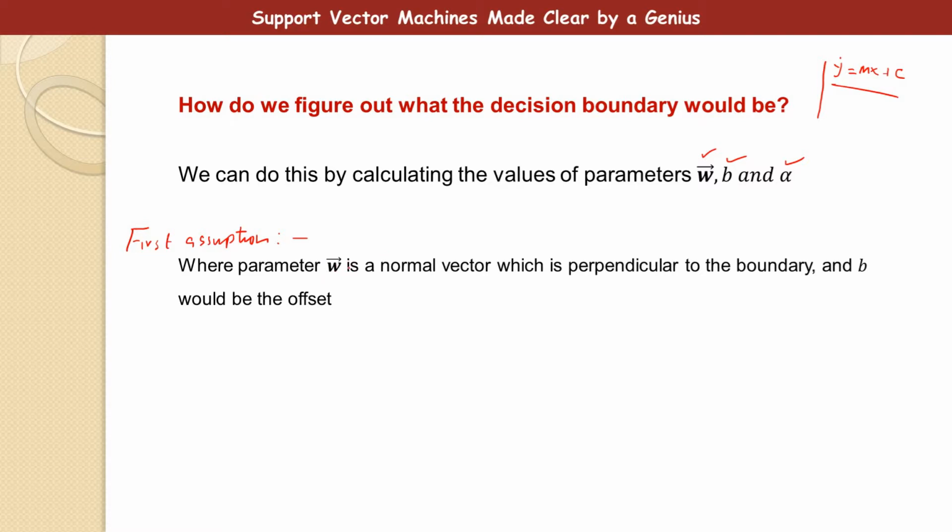There exists the parameter W, which is a vector. It's a vector because we don't know the dimension of the data. It can be 2 dimension, it can be 3. So we assume a vector pointing in one direction.